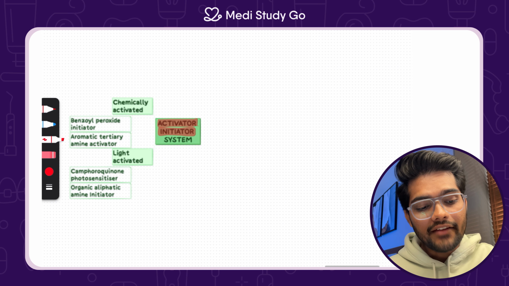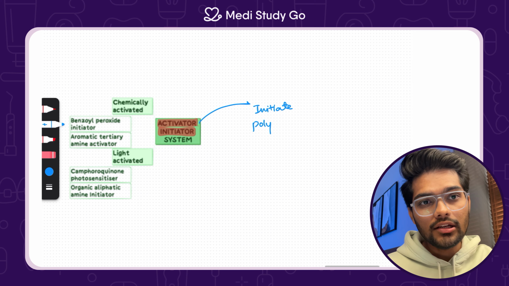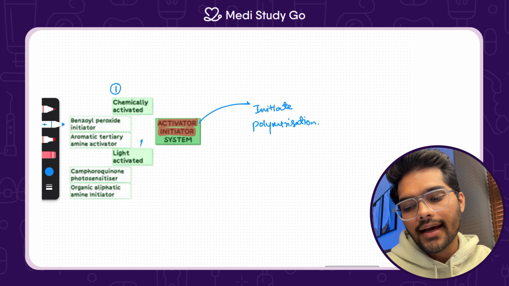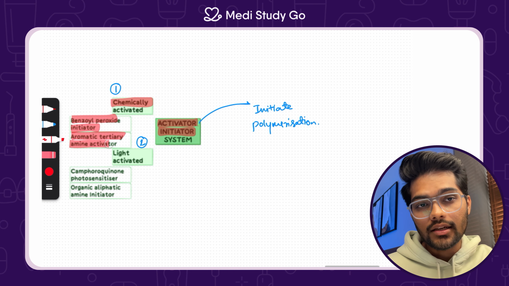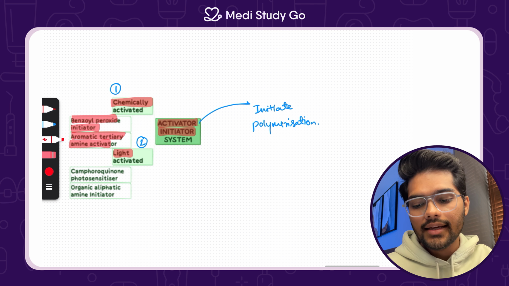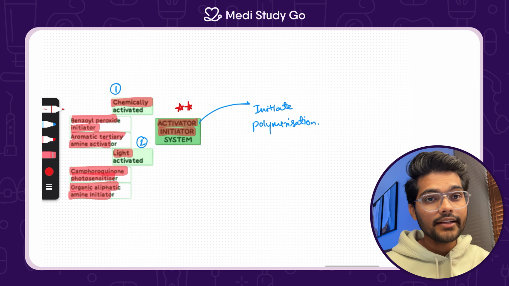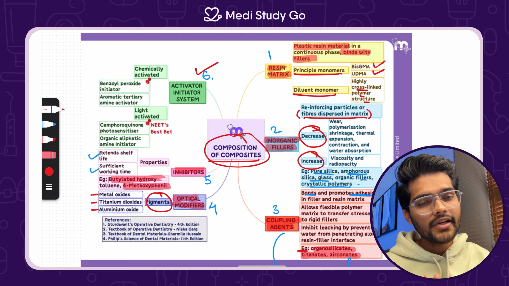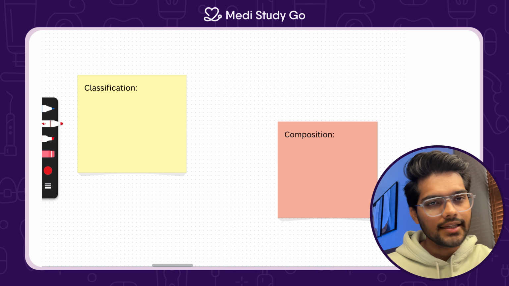And finally, we have the activator initiator system, which is basically going to initiate the polymerization of our composites. For chemically activated composites, they are benzoyl peroxide initiator and aromatic tertiary amine activator. Whereas for the light cured composites, they are camphoroquinone photosensitizer or organic aliphatic amine initiator. The activator initiator system is one of the most important components in composites, which brings us to the end of this topic.